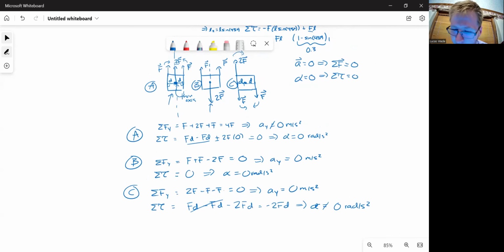So with the same forces acting, but acting in different locations on the object, we can get linear acceleration but no angular acceleration, or no linear acceleration and no angular acceleration, or no linear acceleration but angular acceleration.